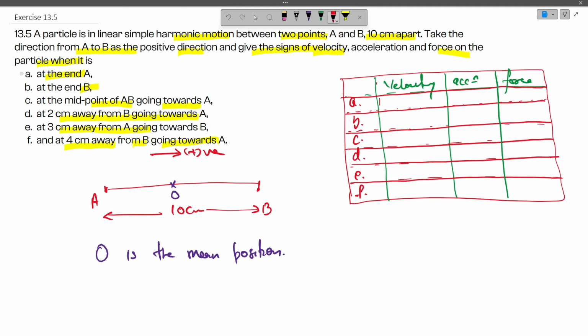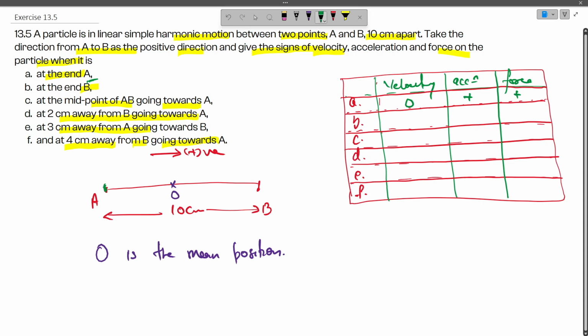So in the first question we have when the particle is at the end of A. So when the particle is at the end of A, then the force is towards the mean position of the SHM, or towards the B. So we can say that since the particle is at A, its velocity is going to be 0, and acceleration is towards point O, or in the direction of B, so it is positive, and force will follow the direction of acceleration, so it is also positive.